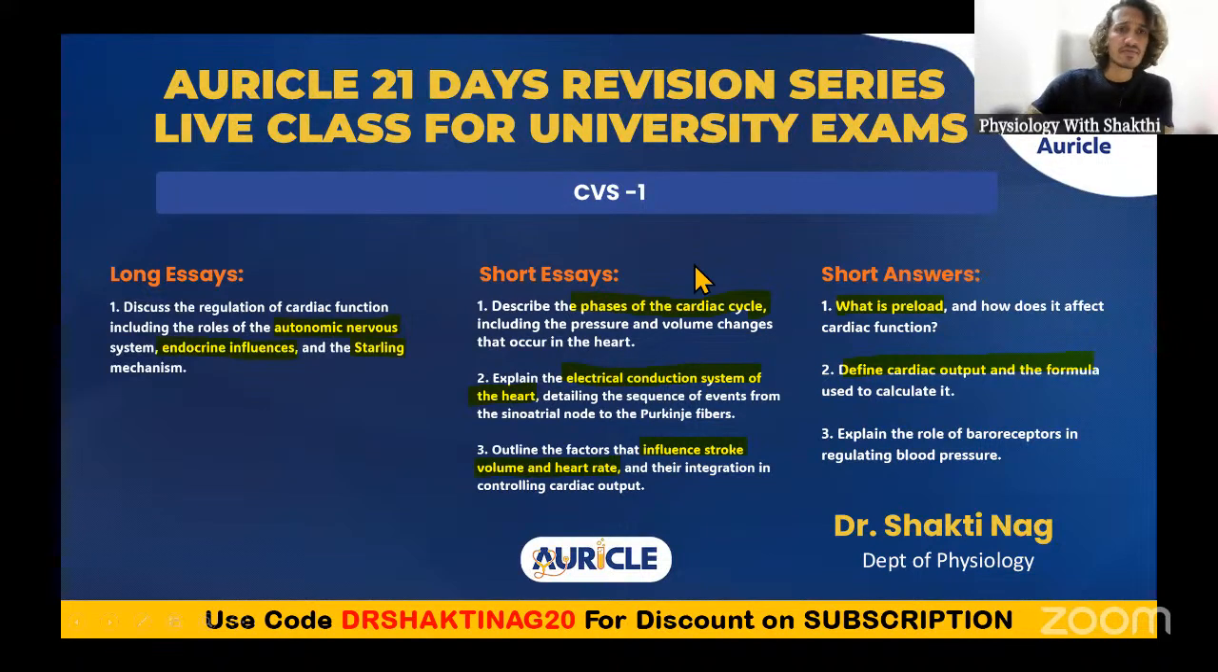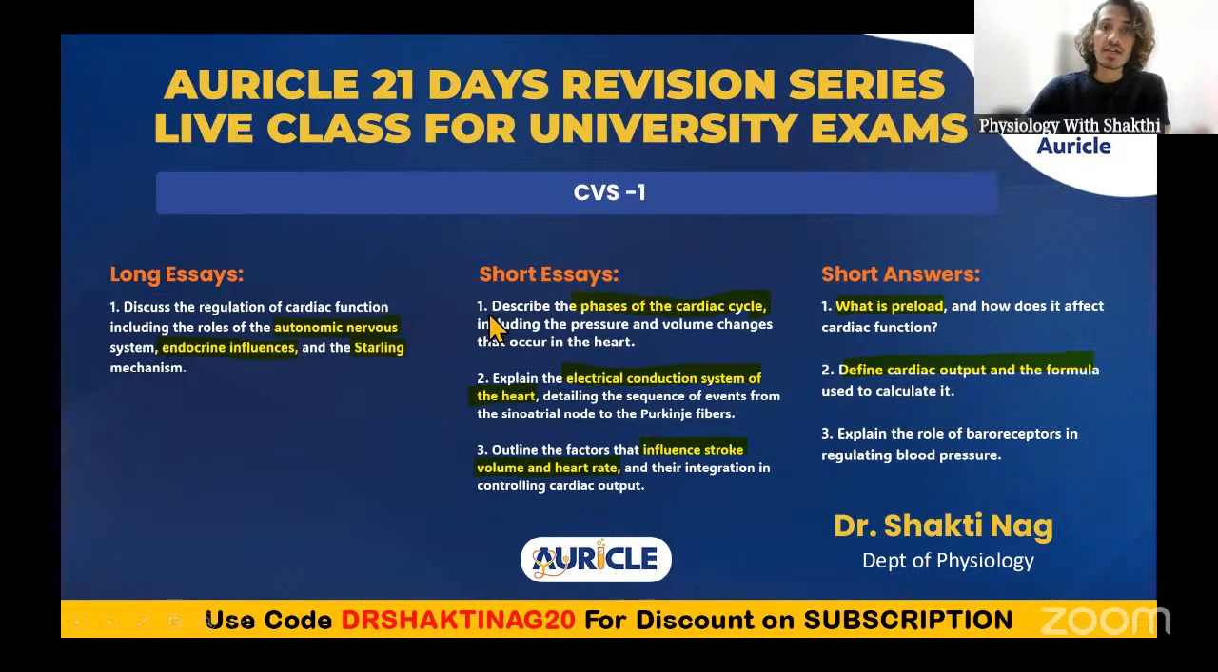Take a look at some of these questions, like a long essay: discuss the regulation of cardiac function. This looks like a vague question, the role of autonomic nervous system, endocrine influence, and Starling mechanism. But essentially what they're trying to get out of you is how your cardiac output, stroke volume, and heart rate are regulated. What is the influence of the autonomic nervous system there? What is the influence of the endocrine system? These are the things we cover under your heterometric regulation, homeometric regulation, as well as your extrinsic regulation and the involvement of the Starling mechanism. So this is basically cardiac output. A little bit of BP control also comes because the way it is written, it's cardiac function, so a little bit of BP control should be mentioned here. Regulation of BP, we are not doing today.